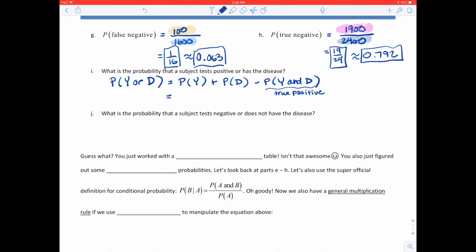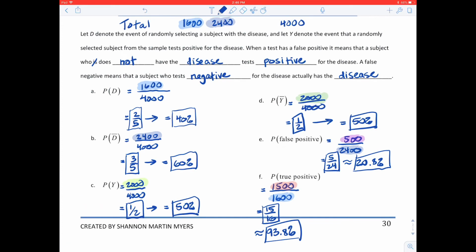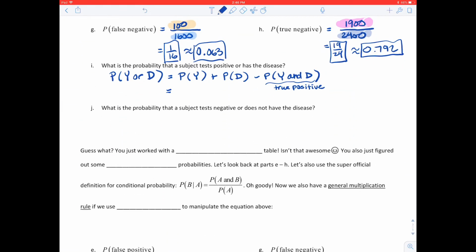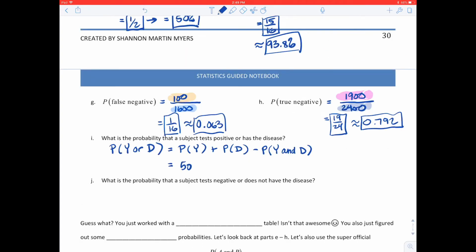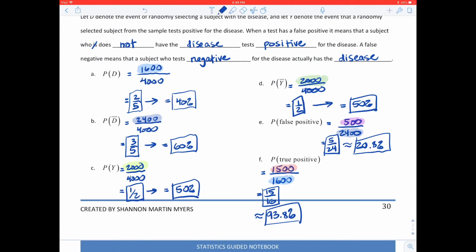So let's look back. Probability they test positive was 1/2. Probability they have the disease was 2/5. So I'll just look at the percentages. So we have 50% plus 40% for the first two percentages. We had gotten, I think, 50% for that, 40% for probability of having the disease. So I'm getting those from Part A, probability of having the disease, Part C, probability of testing positive.